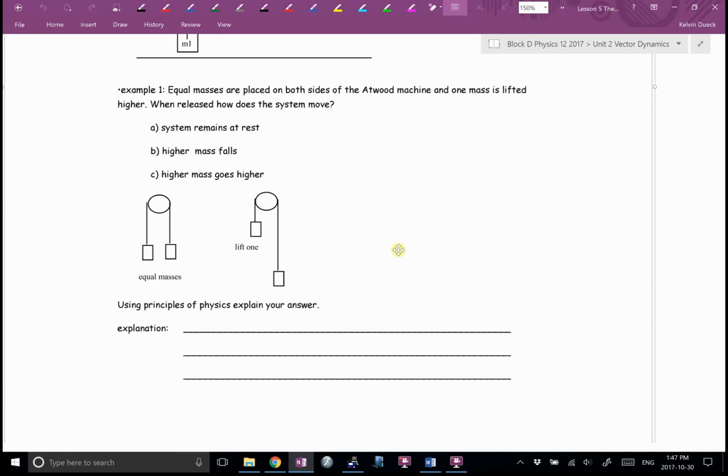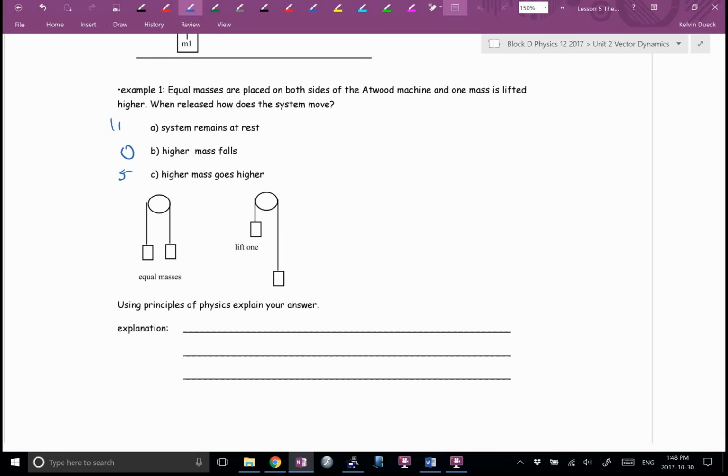10. Who says a higher mass falls? Who says higher mass goes higher? 5. Lyndon, where are you going? I don't know the answer. You know what? This is a job for a free body diagram.